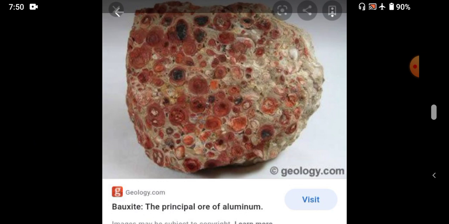52 percent of bauxite we can produce in Odisha. Some other states also have this bauxite, for example Andhra Pradesh, Gujarat, Maharashtra, Madhya Pradesh. These areas also mostly have bauxite. Can you understand, students? These are the important examples of these metallic minerals.